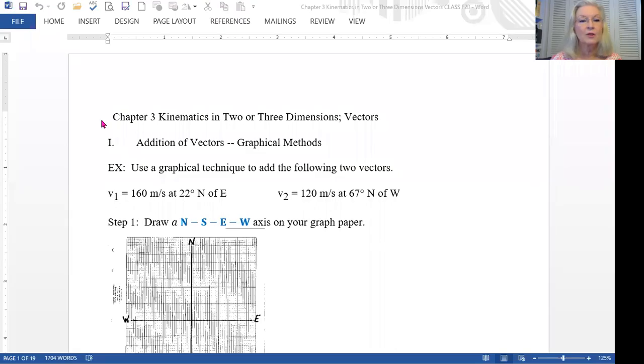We are talking about Chapter 3 today. So today's discussion is on Chapter 3. This video will show the way we will add vectors using graph paper. Some of you may be familiar with it, but some are not.